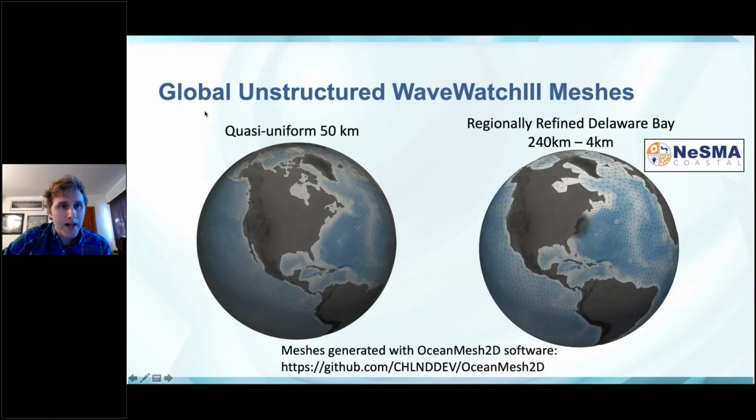Going along with that, here are the 2 global configurations that I'm going to show results for in the coming slides. One is a quasi-uniform 50-kilometer mesh, and another is a regionally refined Delaware Bay mesh that has 240-kilometer global resolution down to 4 kilometers in Delaware Bay. This has been developed as a part of the NISMA Coastal Project, which is an LDRD project at Los Alamos.